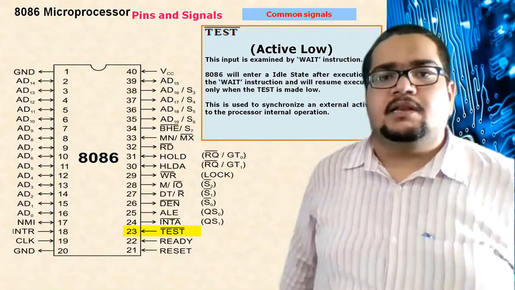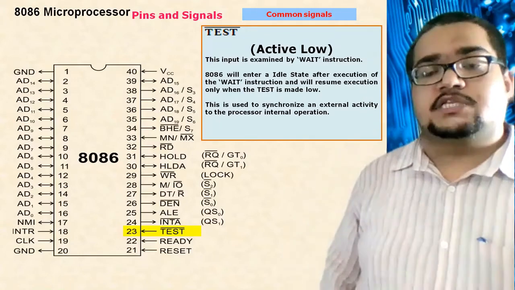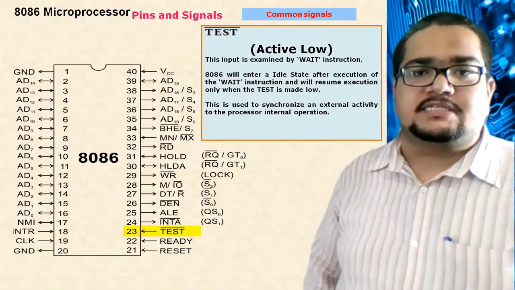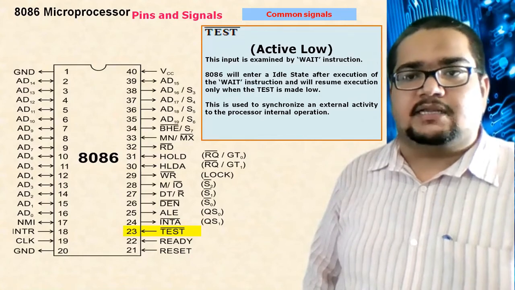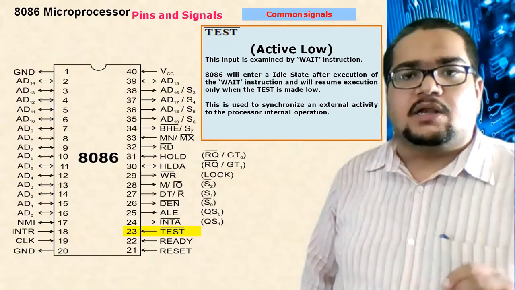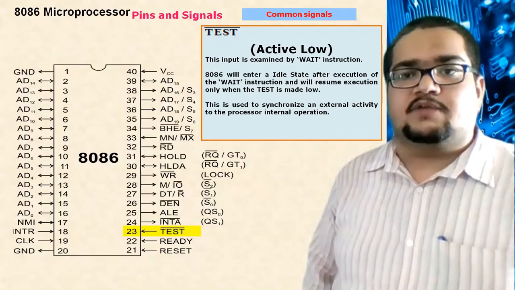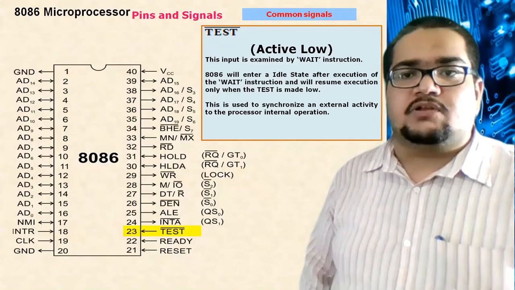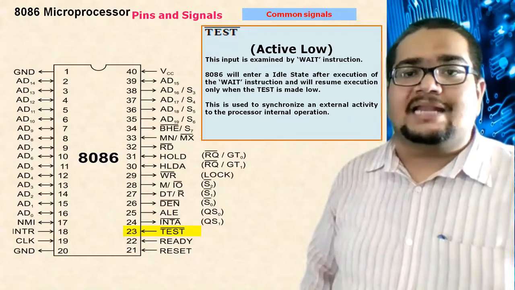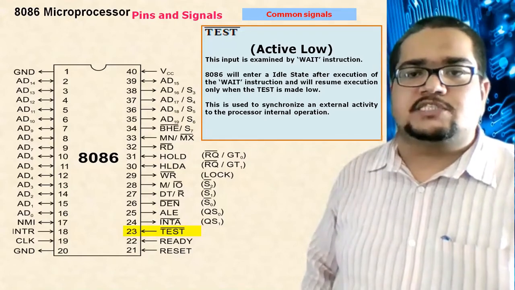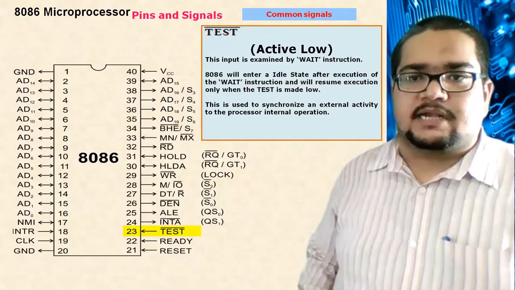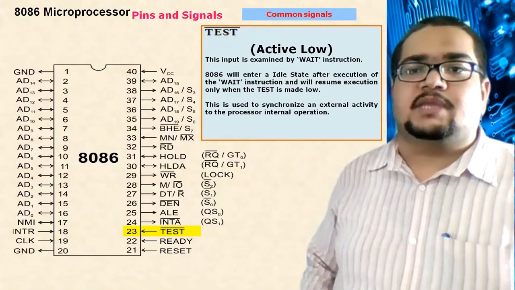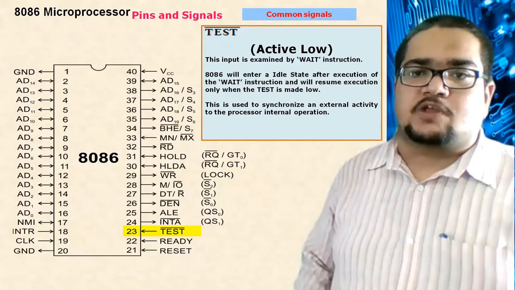A complete understanding of this pin we will get when we discuss the instruction set of 8086, because there is an involvement of one particular instruction of 8086 named WAIT. Whenever you write the WAIT instruction in a program, and the program is being executed, on executing this instruction the processor will go into an idle state. An idle state is one in which the processor does nothing. It will just be resting in the idle state. Now this pin is used for revoking the processor from the idle state.